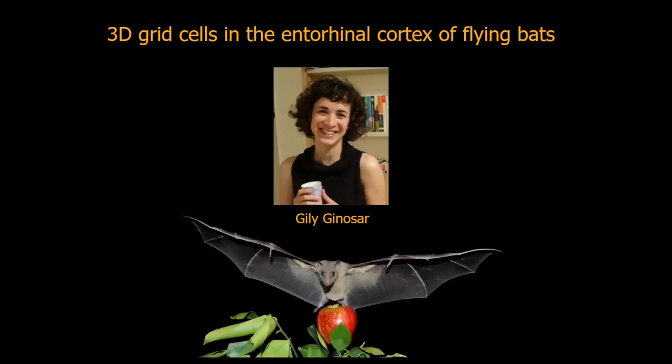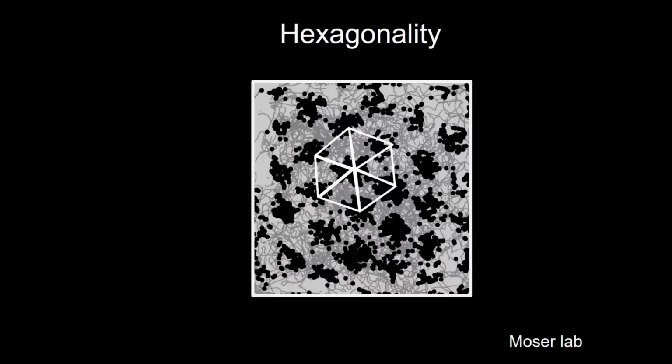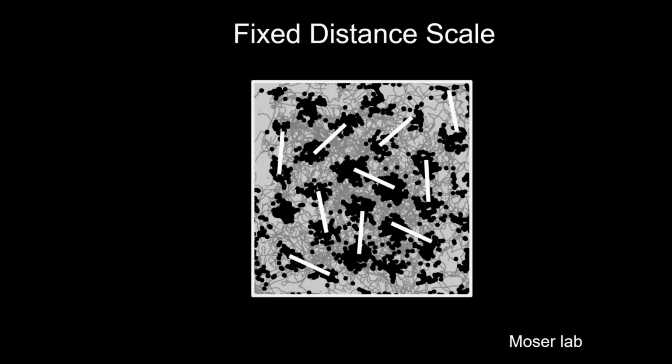Now, what about grid cells? Are there 3D grid cells? This is a work by PhD student Gili Ginosar, and I'll tell in a little bit more detail about this. So in 2 dimensions, here's a beautiful example of grid cells in 2 dimensions from the Moser lab. Grid cells are characterized by 2 main properties. One is their famous hexagonal lattice, and the second is there's a fixed local distance scale, meaning nearby firing fields have a fixed distance between them.